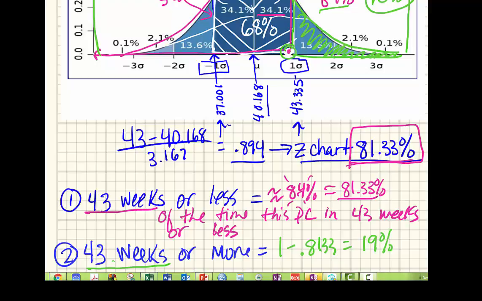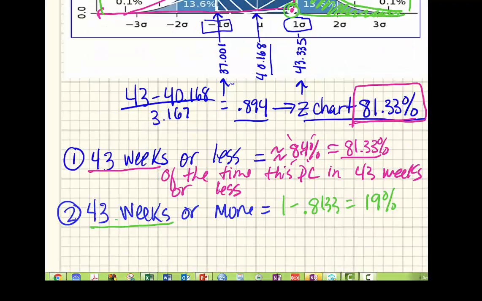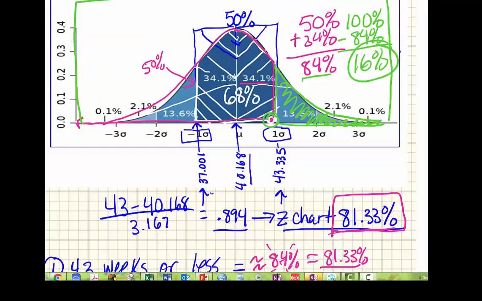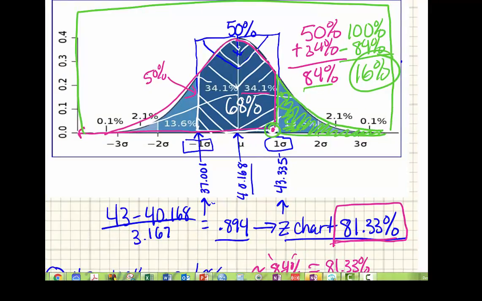So what this says is that about 19% of the time this project will complete in 43 weeks or more. And if we go up here and look at it, we see it's this green part. It's a lower chance.